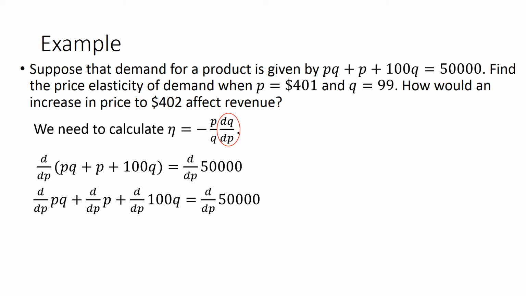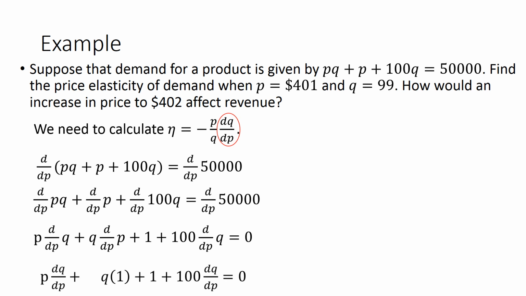Take the derivative term by term. Derivative of PQ plus the derivative of P plus the derivative of 100Q is equal to the derivative of that constant on the right-hand side. Apply the product rule to the first term, plus take the derivative of the second term, d/dP of P is 1, plus d/dP of 100Q, that's 100 d/dP of Q, and that's going to be equal to 0 because the derivative of a constant is 0. Now I'm going to replace d/dP of Q with dQ/dP, and d/dP of P is just 1, so I'm going to get P times dQ/dP plus Q times 1 plus 1 plus 100 dQ/dP is equal to 0.